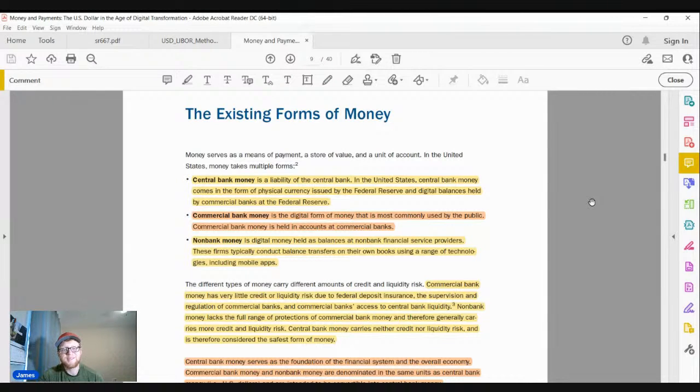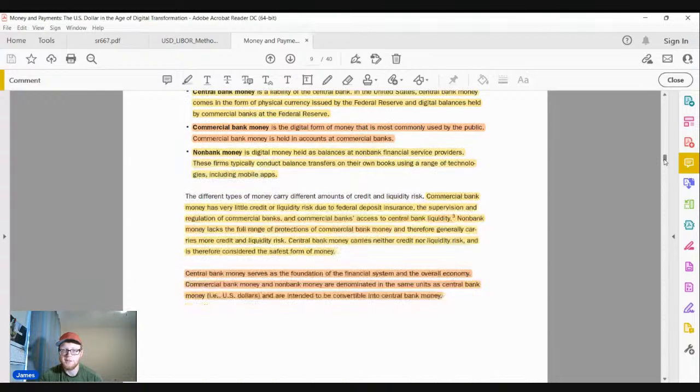And then you have non-bank money, which is other forms of digital money held as balances at non-bank financial service providers, as they state. So basically, they don't give specifics on non-bank money, but I'm assuming this is more along the lines of your private cryptocurrencies and such, and possibly other modes of transferring value. But again, we're more focused on the central bank money and commercial bank money.